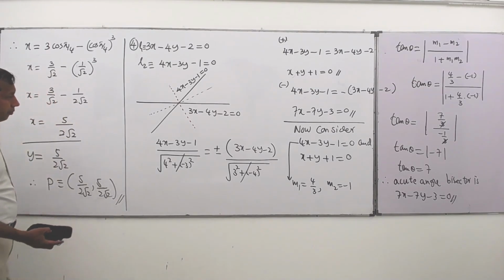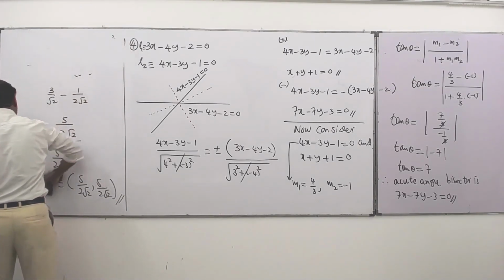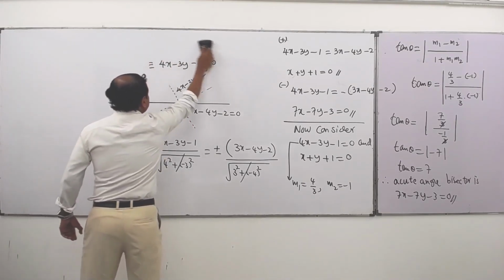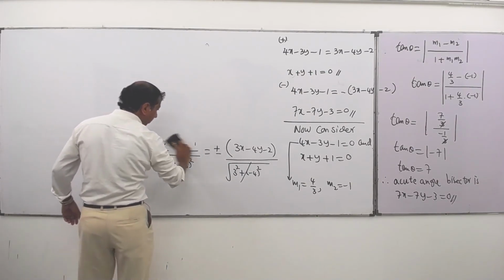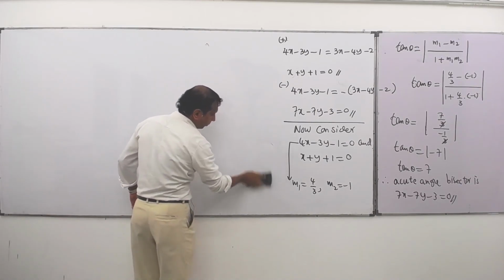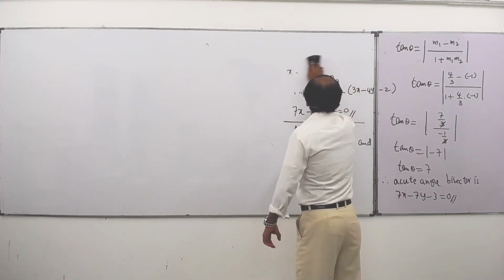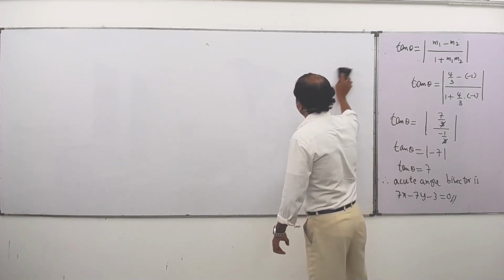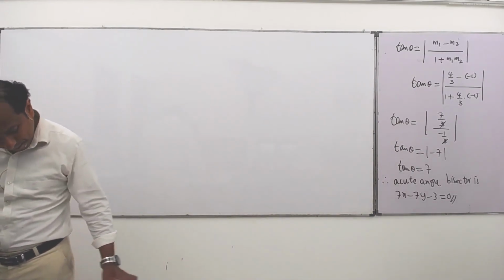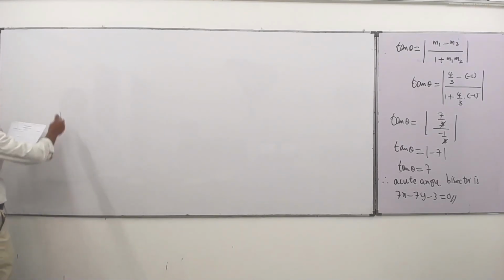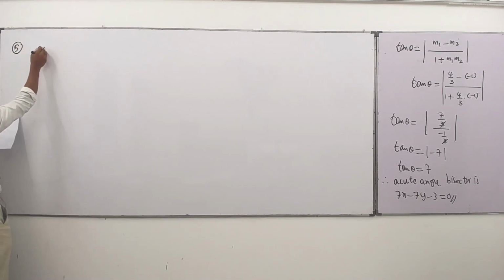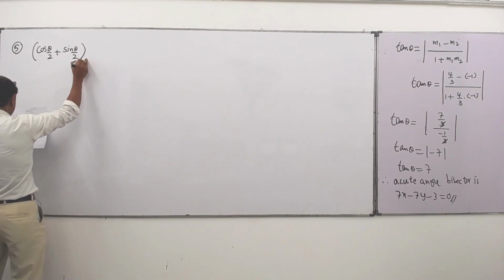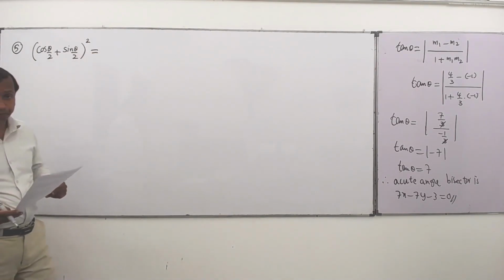Question number 5 next. Question 5, show that cos theta by 2 plus sin theta by 2, perfect square, is equal to 1 plus sin theta, right?